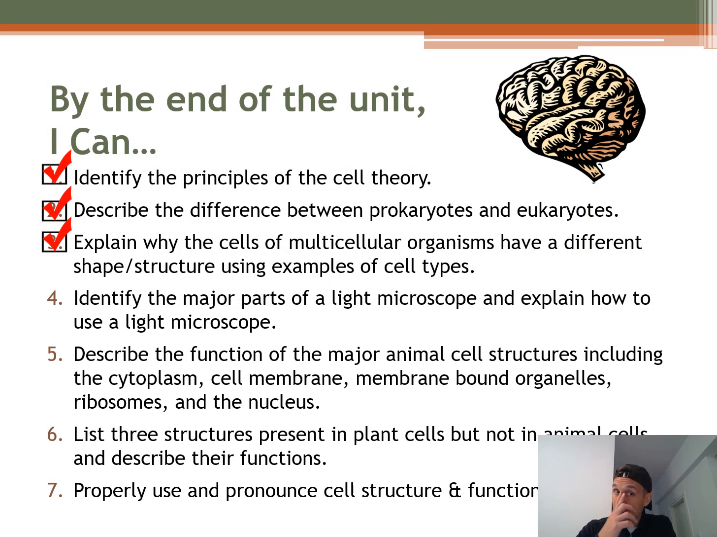Okay, our I can statements we've already covered. We've covered the principles of cell theory. We've described prokaryotes and eukaryotes, their differences, and we've also looked at why multicellular organisms have different shape and structure. And we're going to review those as well as some Unit 1 topics here in a little bit.